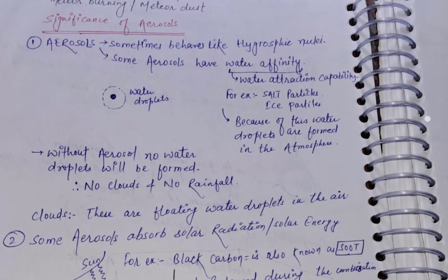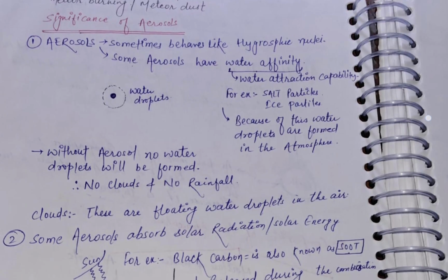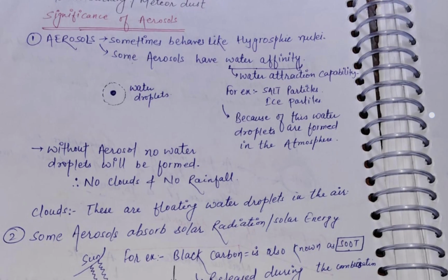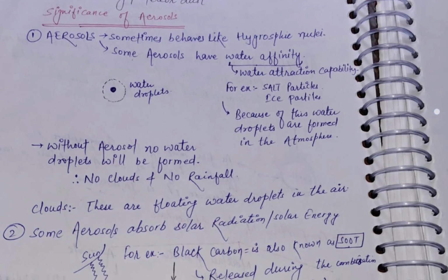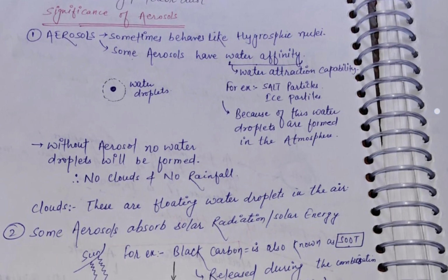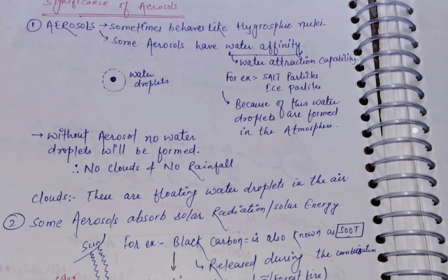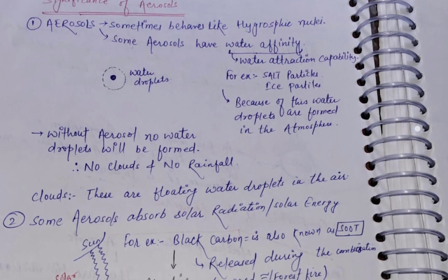Aerosols sometimes behave like hygroscopic nuclei. What it means is that some aerosols have the capacity to attract water droplets. For example, salt particles or ice particles attract water molecules.